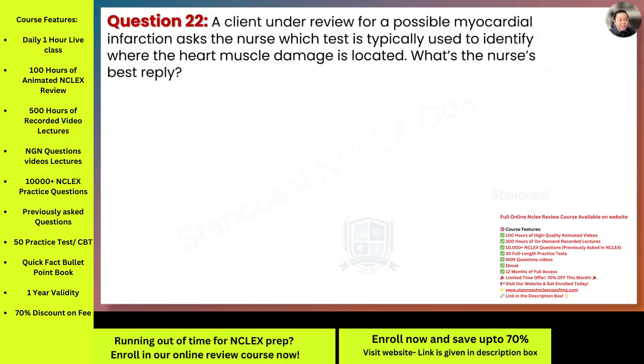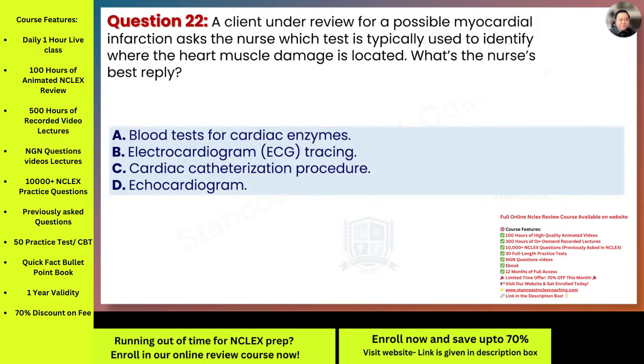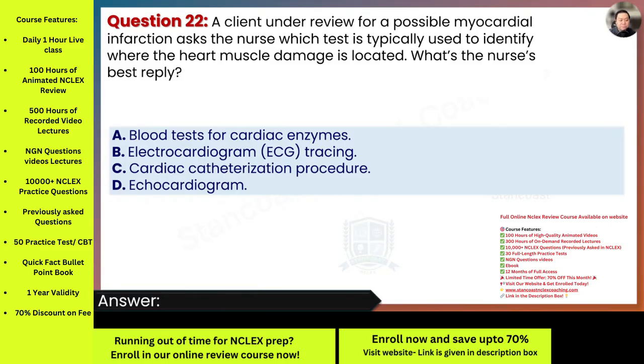22. A client under review for a possible myocardial infarction asks the nurse which test is typically used to identify where the heart muscle damage is located. What's the nurse's best reply? Options: A, blood tests for cardiac enzymes; B, electrocardiogram tracing; C, cardiac catheterization procedure; D, echocardiogram. The answer is letter B.